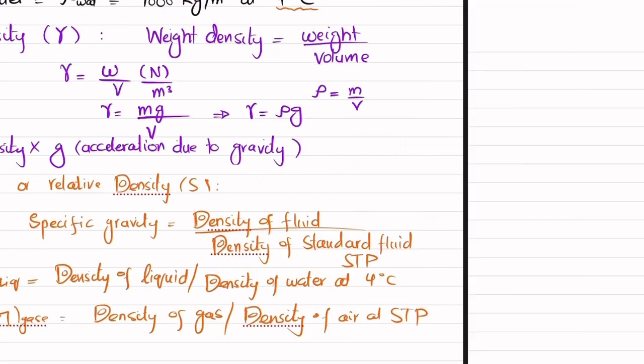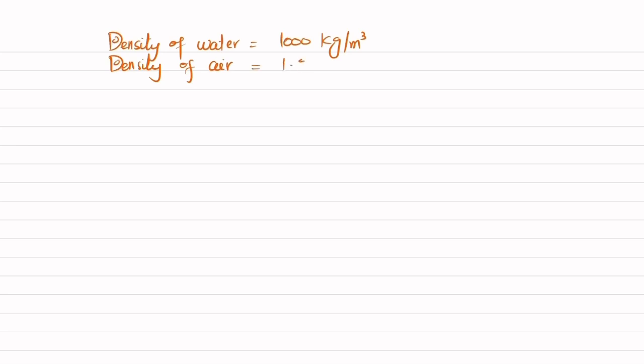Now you have to memorize these two things: density of water is equal to 1000 kilogram per cubic meter, while density of air is 1.21 kilogram per cubic meter. Both are at STP, standard temperature and pressure. So we will use these above values to calculate the specific gravity of fluids.